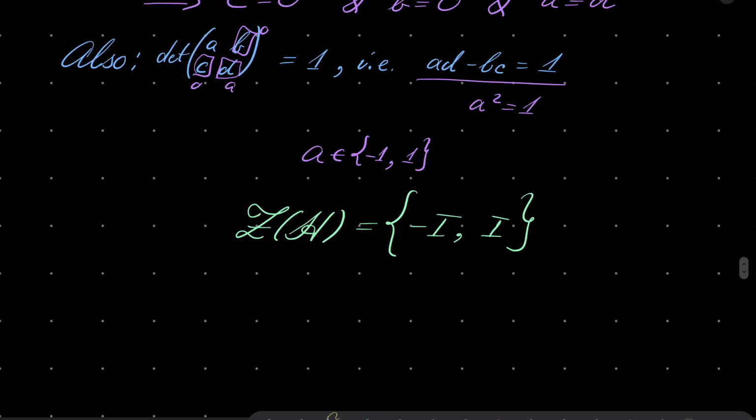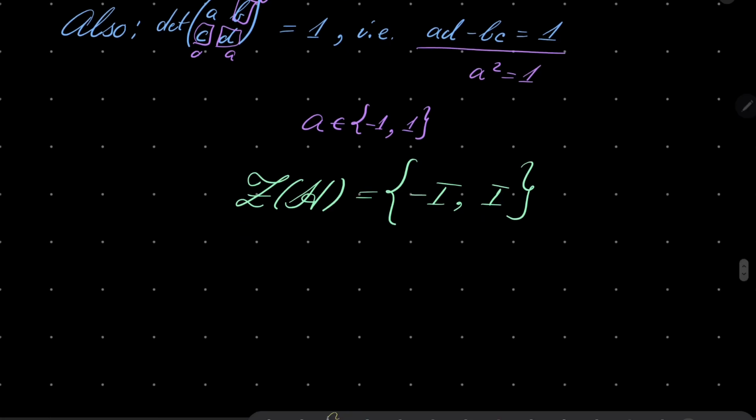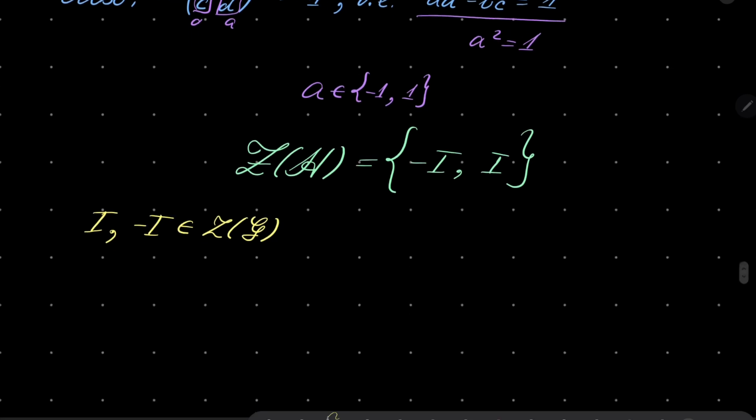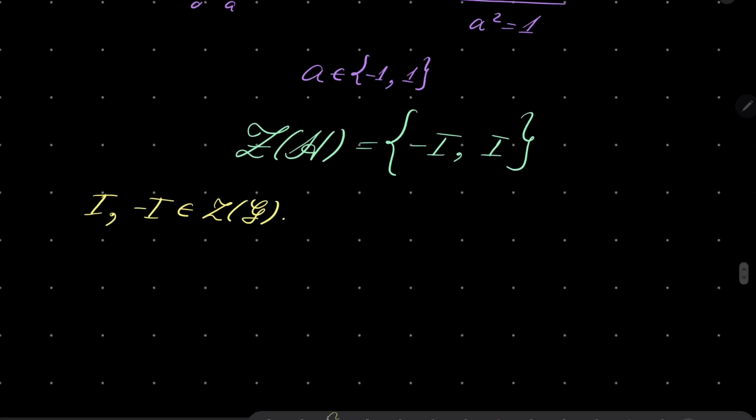All right, and what about the center of G? Well, we don't even have to find the exact cardinality of center of G. Let's just notice that identity and minus identity are for sure in the center of G. And let's find one more matrix, which for sure is in the center of our group G. But also I, 0, 0, this matrix is also in the center of G.